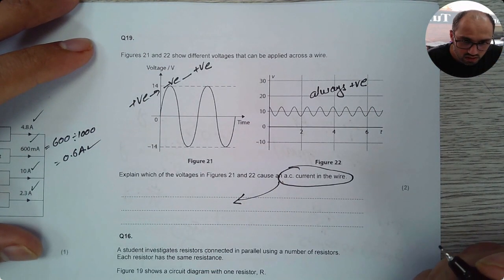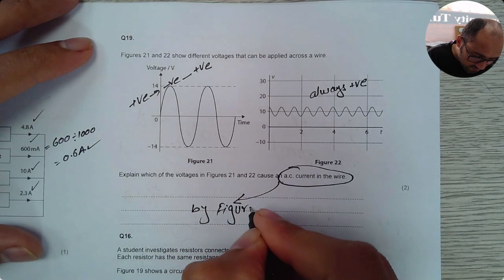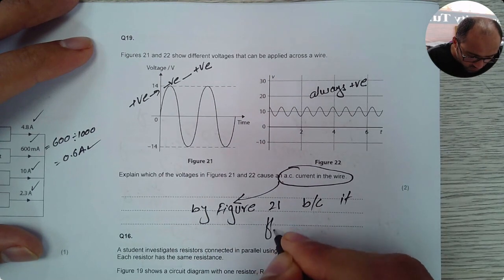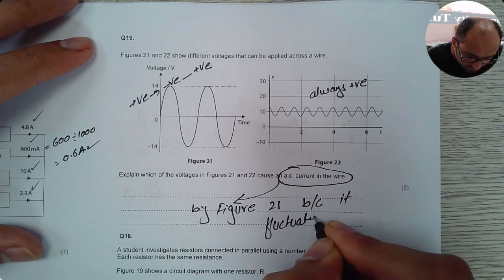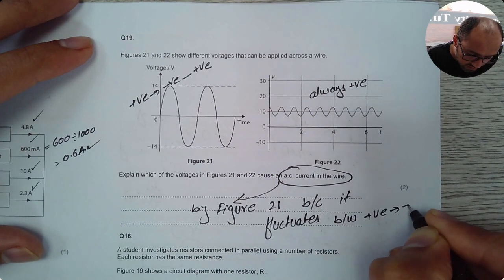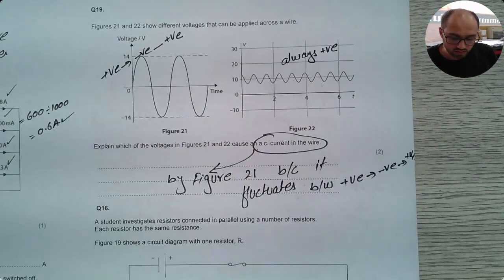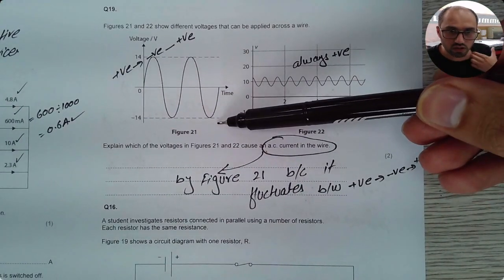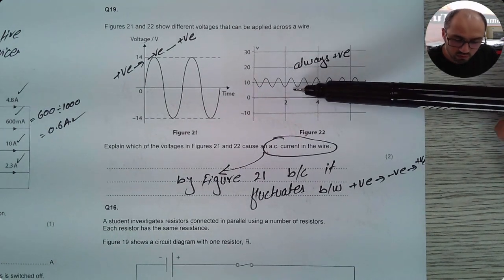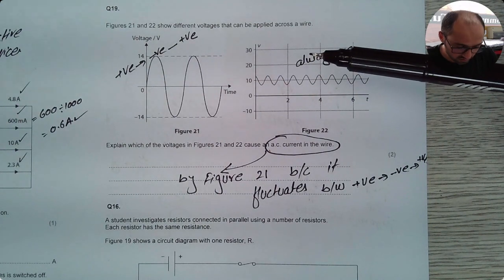The AC current will be caused by figure 21 because it fluctuates between positive, then negative, and then positive. So if this one is used, the current will be positive, negative, positive, negative, positive, negative. Here it will always remain positive, but the value will keep on decreasing, increasing.